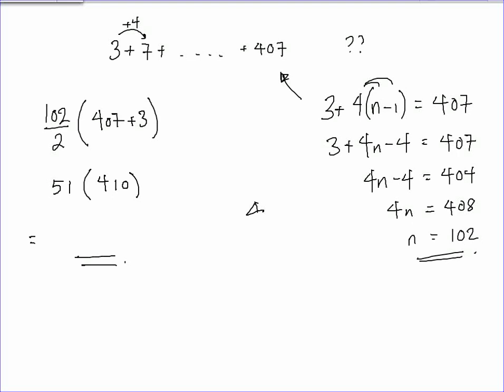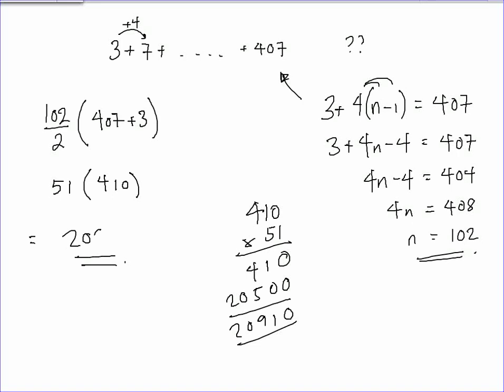So 410 multiplied by 51, what have we got? 20910. Bingo. There we go. 20910. We've got ourselves a grand total. Good. So finally, what can we do?